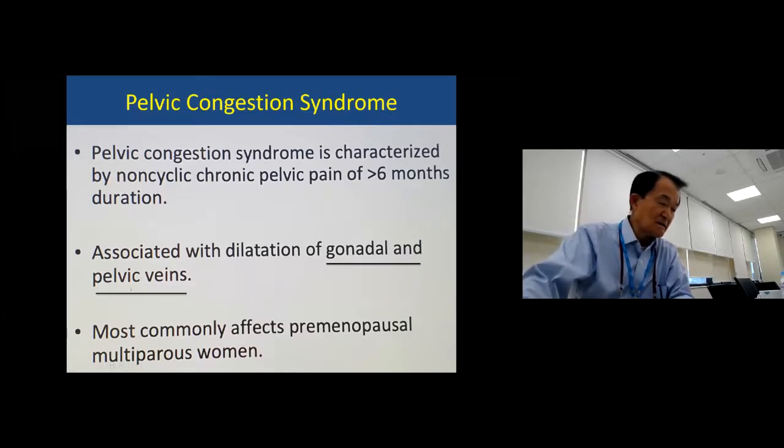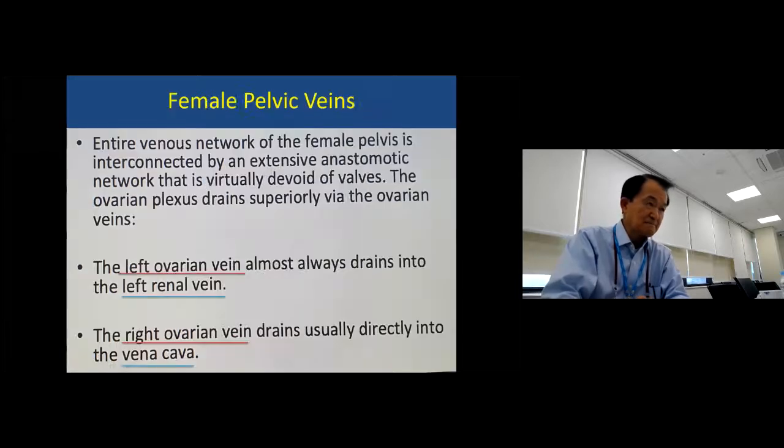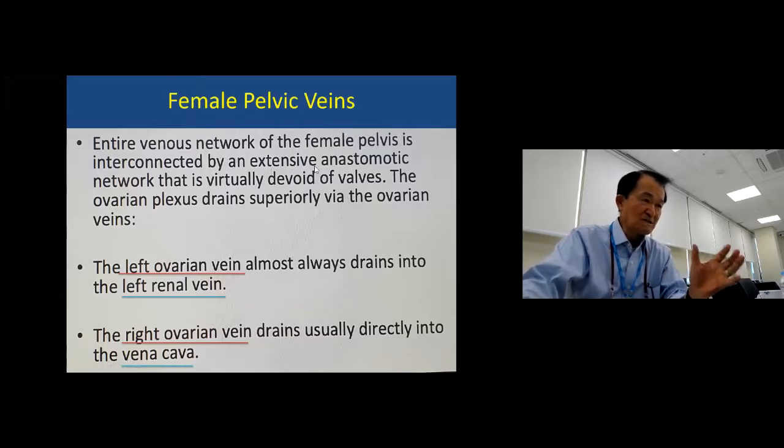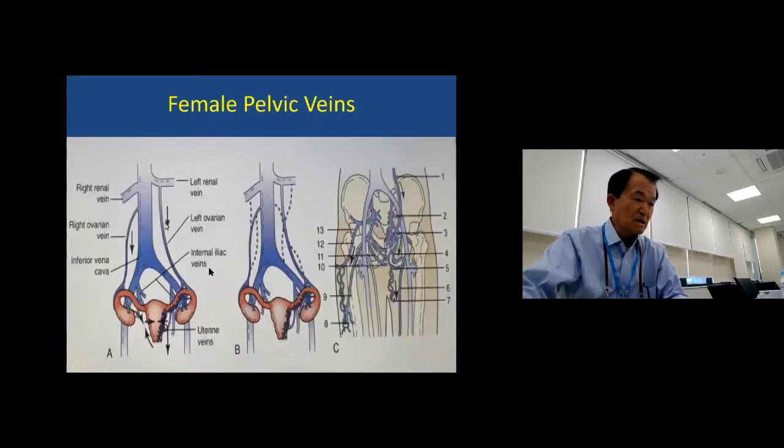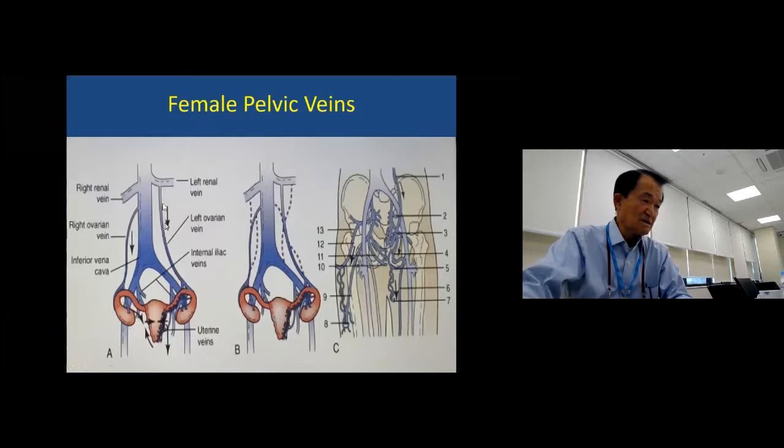premenopausal, multiparous ladies. As you know, in the female the pelvic veins are sort of a network. The left ovarian vein connects to the left renal vein, while the right side connects directly to the inferior vena cava. You can see here the left ovarian vein and left renal vein, and the right ovarian vein going to the inferior vena cava. So if there's an obstruction, you have a lot of collaterals.